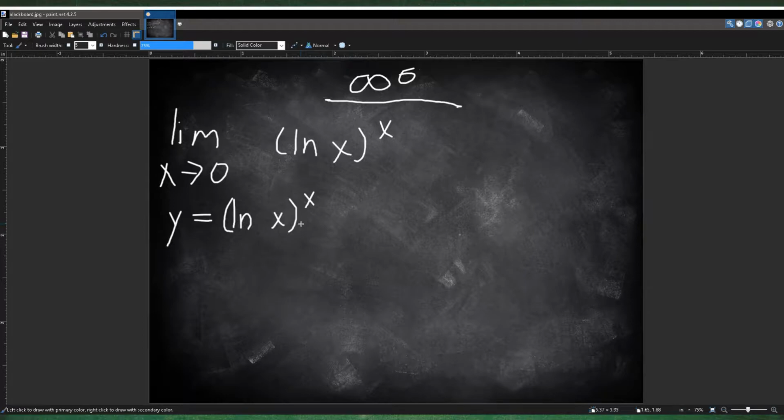First we have to check if this is infinity to the power of 0. So we plug in 0 here. Ln of 0 is infinity. X is 0, right? So it's infinity to the power of 0. So it is that indeterminate case.